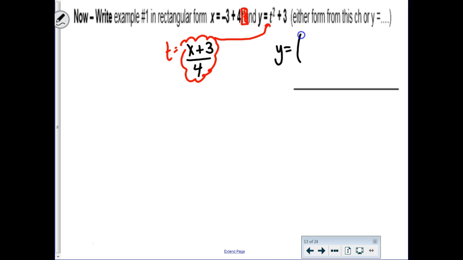All right, here we go. y equals this thing we just found, (x + 3)/4. That whole quantity is being squared, the fraction, and then plus 3. So I'm going to use that same sort of trick I just did where I'm going to square the numerator and denominator separately. I'm going to write it as a 16 instead of a 4 squared, but I'm going to leave that numerator in this factored form.